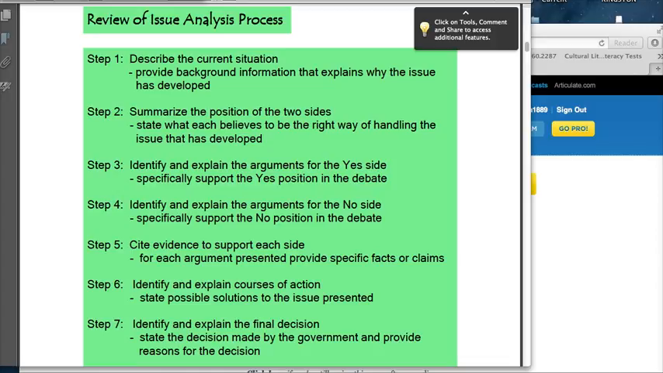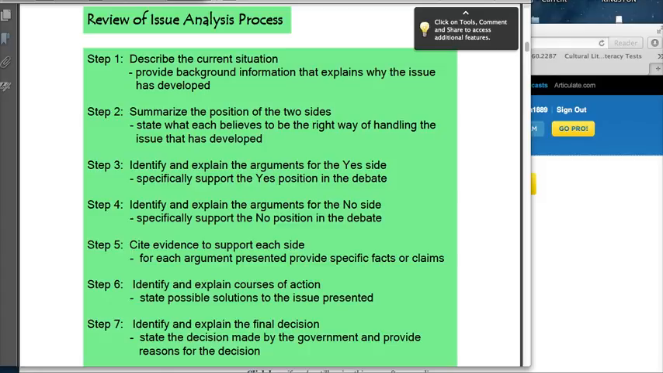Step 4 asks you to identify and explain the arguments on the no side. And the no side, of course, is taking the position that the actions were not fair or were not correct. Cite evidence to support each side. For each side, there are arguments presented that have specific facts or claims. And again, there are in the handout articles that help you find more facts and information about the topic.